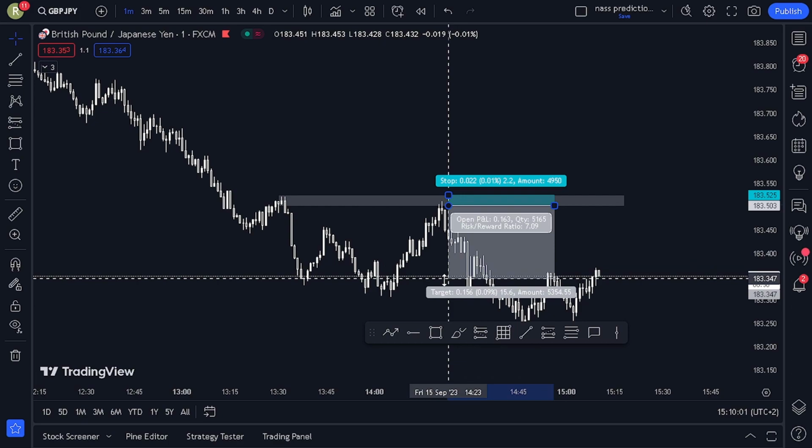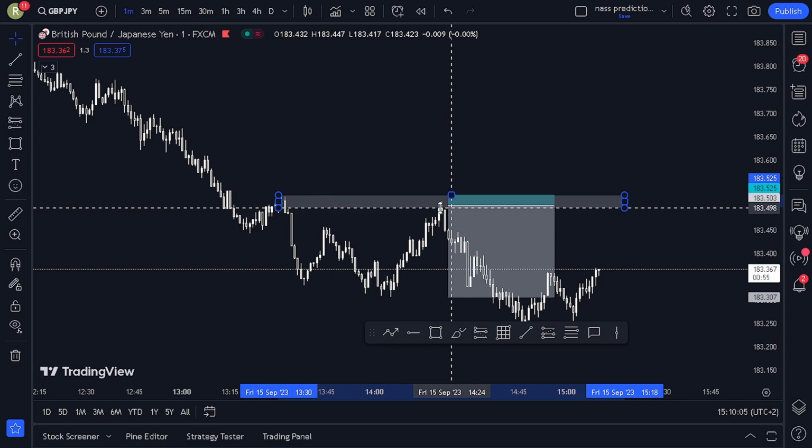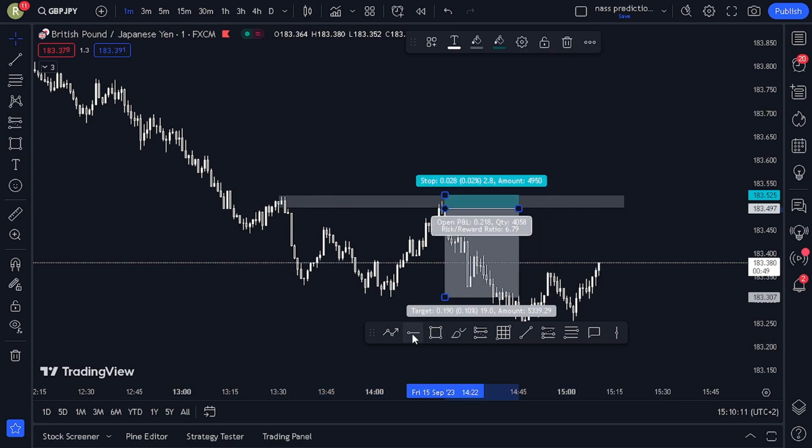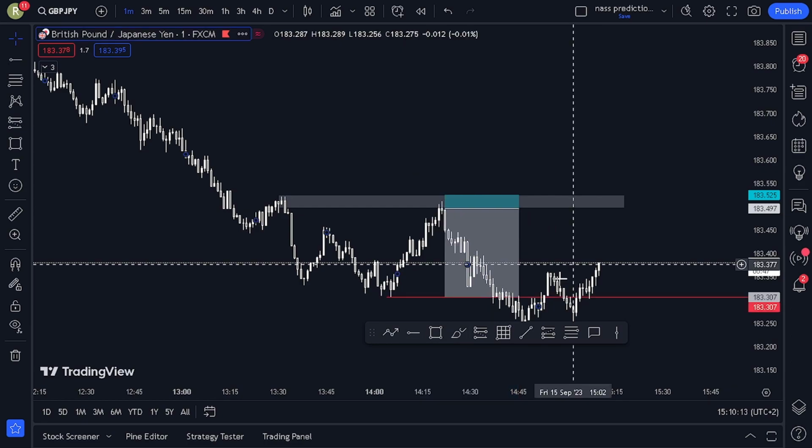So right there, this trade is going to be an absolute banger that gave us a total of 6.79%, and we're targeting the lows right there, and we put our stop losses right above the highs right there.